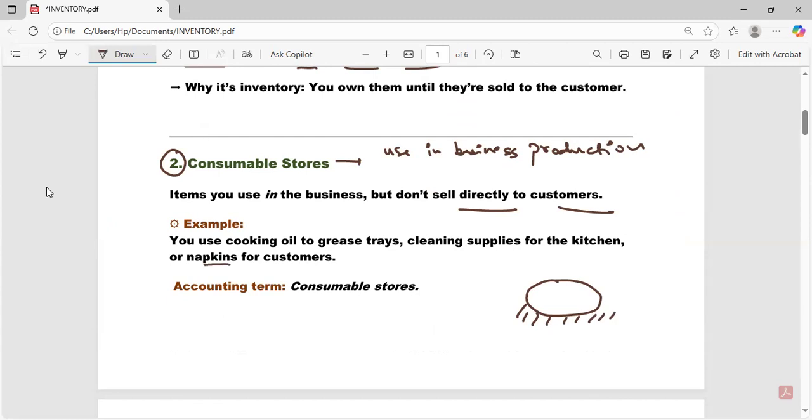Then you give napkins to the customers. You are not selling them to the customers. If a customer purchases pizza, then along with that you give them a napkin. So all these are known as consumable stores. We do not directly sell them to customers, but still we use them in the business, right? So in accounting terms, we call them consumable stores, right?